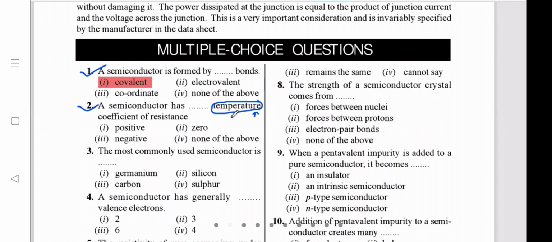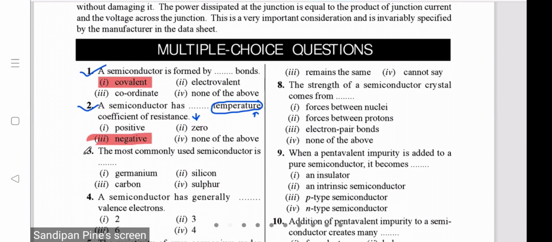So as temperature increases, the number of carriers will increase, so its resistance will decrease. So when temperature increases, its resistance will decrease. That is the definition of negative temperature coefficient, as I told. So our answer will be: a semiconductor has negative temperature coefficient.